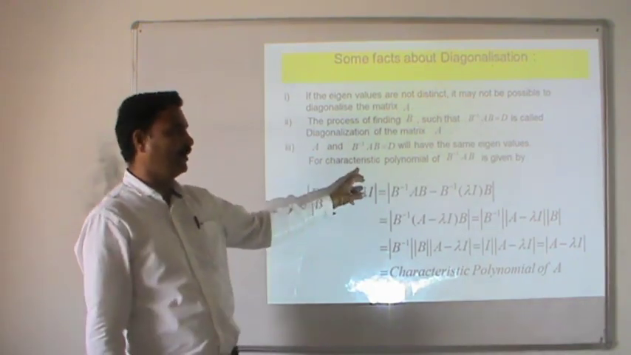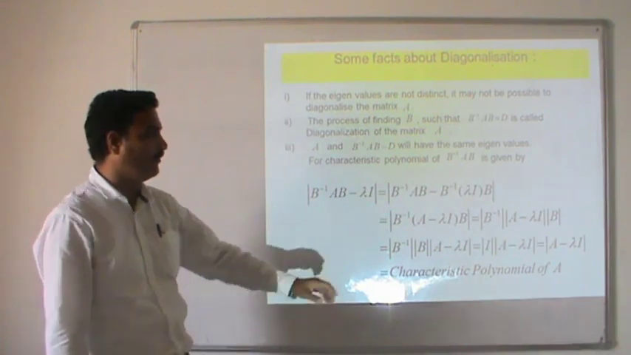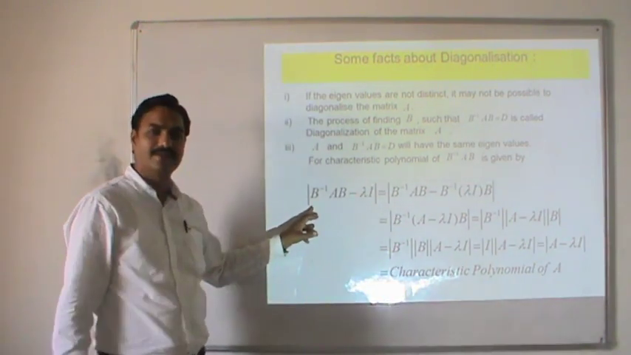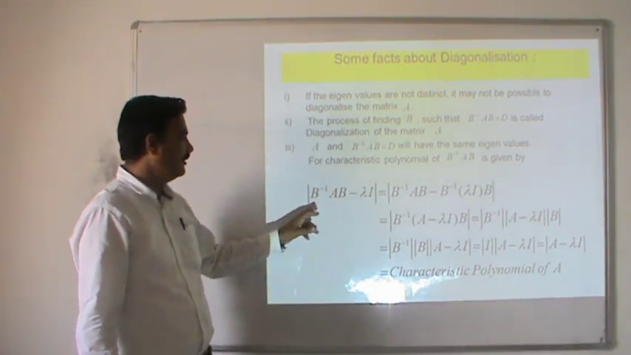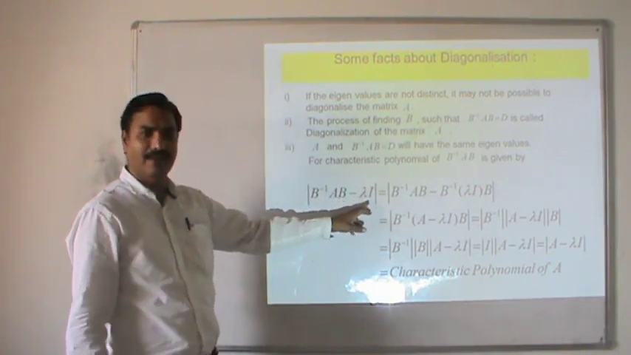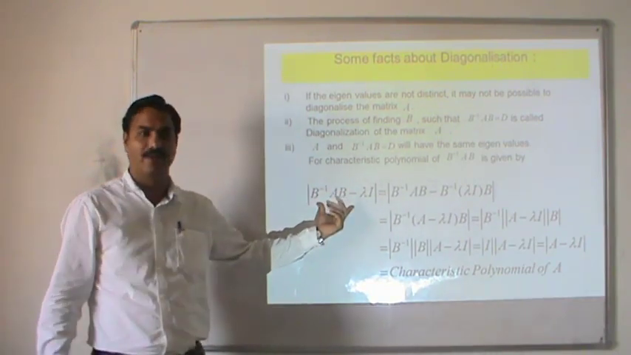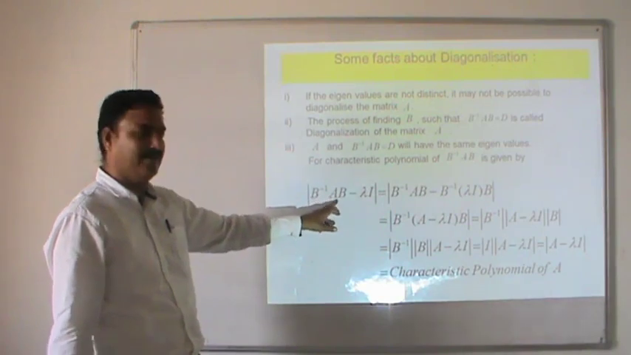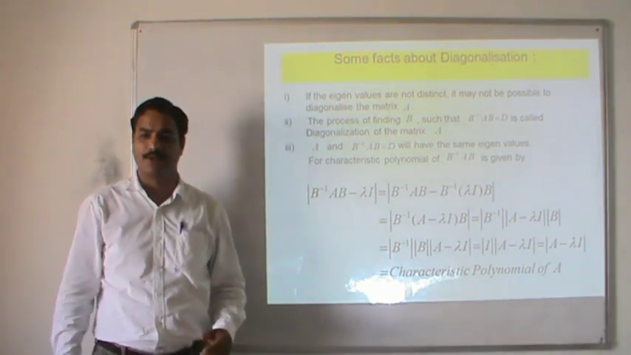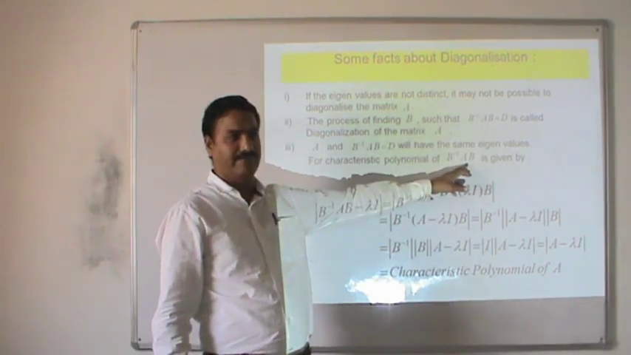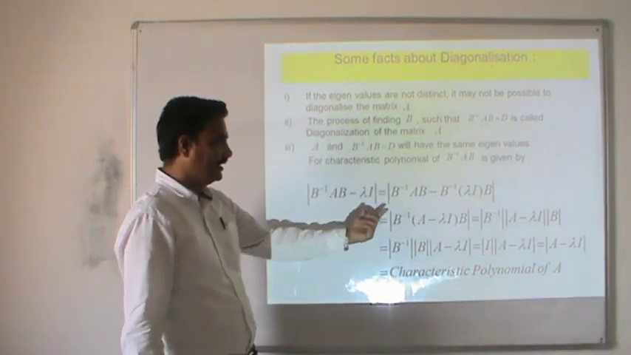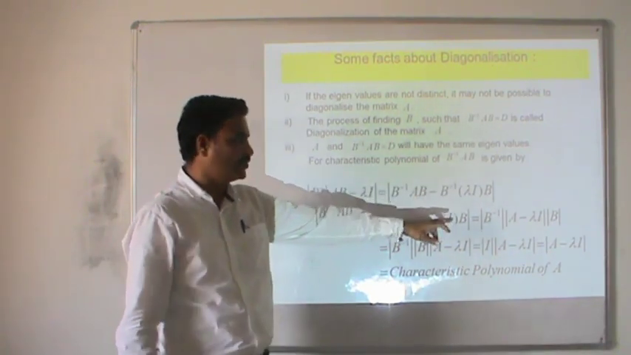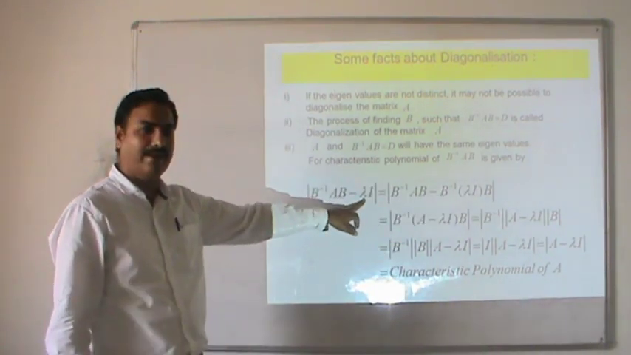Because their characteristic polynomials are the same. Let us consider the characteristic polynomial for matrix B inverse AB. First of all, we construct the characteristic polynomial: determinant of B inverse AB minus lambda I. This expression is equivalent to this, where we simply pre-operate with B inverse and post-operate with B on the lambda I matrix.